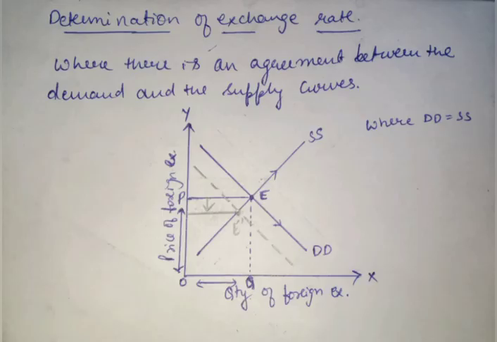Lastly, let us consider that the demand for foreign currency falls. It will lead to a new equilibrium E dash, thereby reducing the price of foreign exchange.